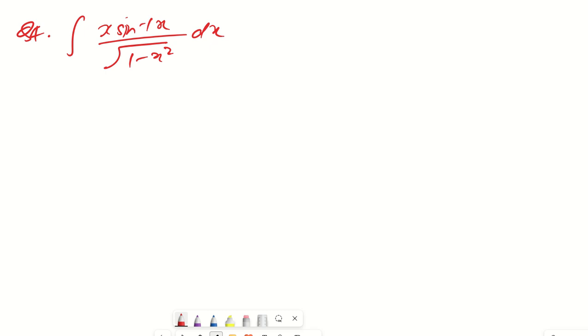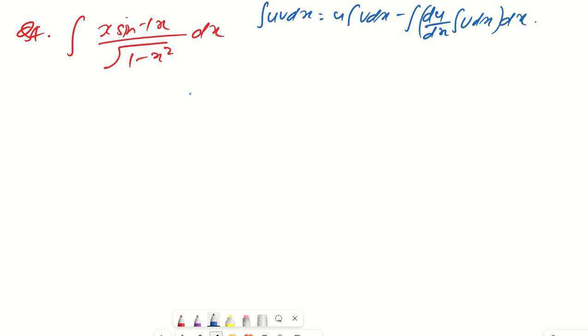So what we can do is utilize this formula, uv. So what was integration by parts? Integration of uv dx is u times the integration of v dx, minus the integration of the differentiation of u times the integration of v dx, the whole integration, right?